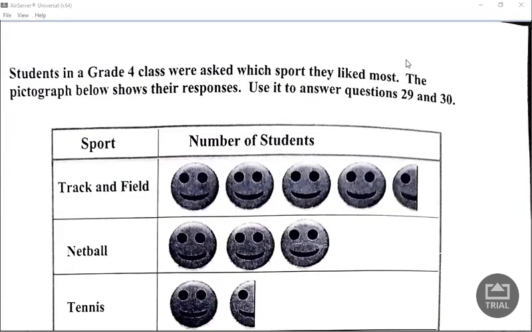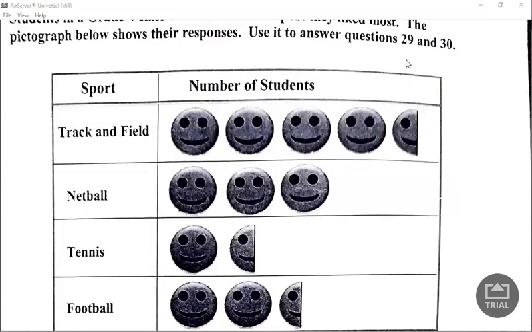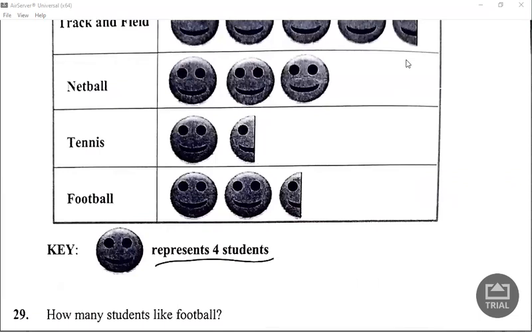All right, students in a grade 4 class were asked which sports they like most. Use the pictograph to answer questions 29 and 30. First, we need the key. The key says one face here represents 4 students. That's the most important thing, how many it represents.